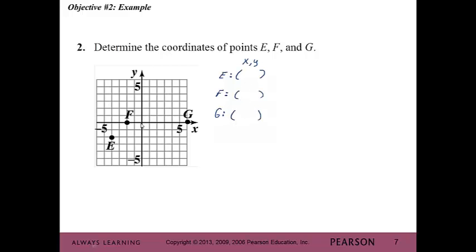So when I look for E, I'm going to start at the origin. And I see I have to go 1, 2, 3, 4 to the left. So the x is -4. And then we go 1, 2 down. So the y is -2. Do the same thing for F, and it's 2 to the left. So -2 for x. And since we stayed here, we did not go up or down, the y is 0. And then the last point is G. So we go 1, 2, 3, 4, 5, 6 units to the right. So x is +6. And then we stay there, so y is 0.